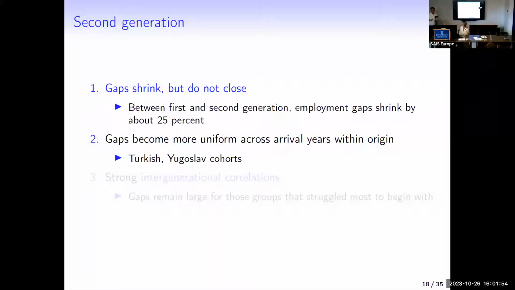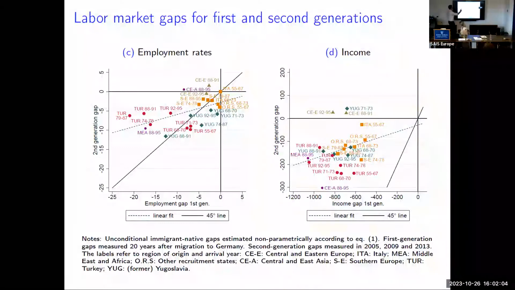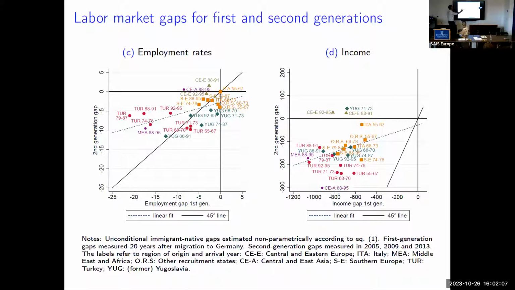Another, more subtle point is that the gaps also become more uniform across arrival years within origin. Look, for example, at the Turkish migrants. Their employment outcomes are vastly different depending on arrival year. That partly reflects that they came under very different conditions. The guest workers really migrated into an employment contract, while some of the later arrivals came maybe as family reunification. So they had very different situations. But their children all do relatively similarly, independent of when their parents arrived.